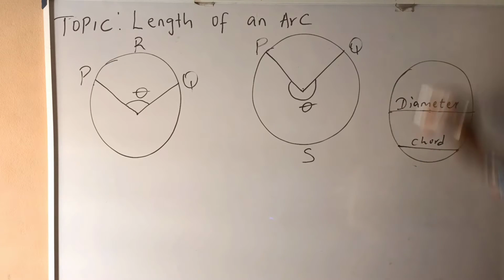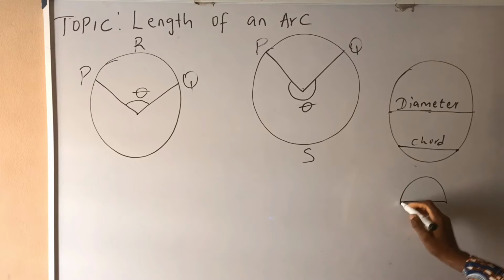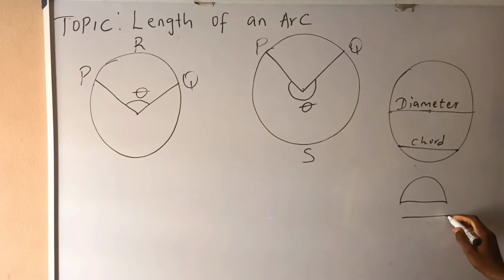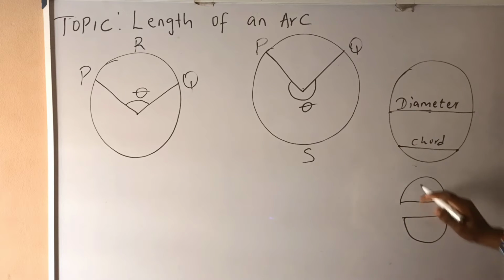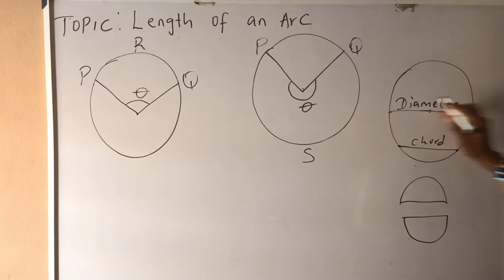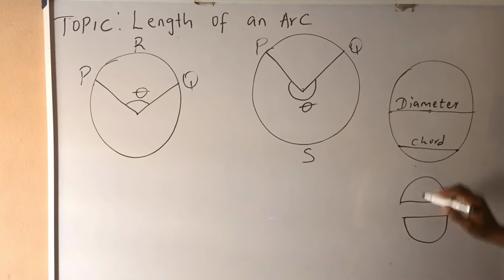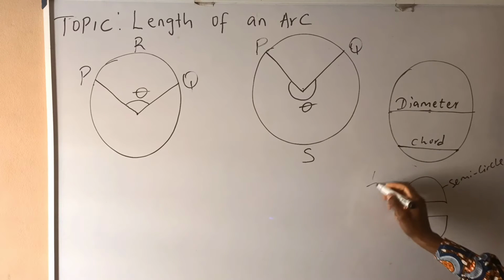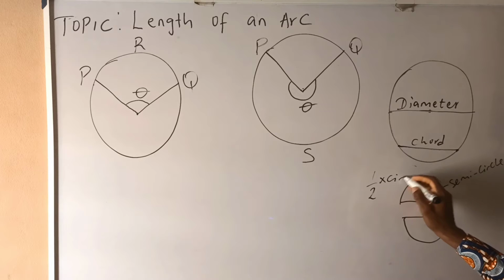Hence, if I pull out this part, I will have something of this nature. If I pull out this part, I will have something of this nature. Hence, these are equal parts of this given circle being split by this diameter. Hence, we call it semicircle, because it is the half of a given circle.